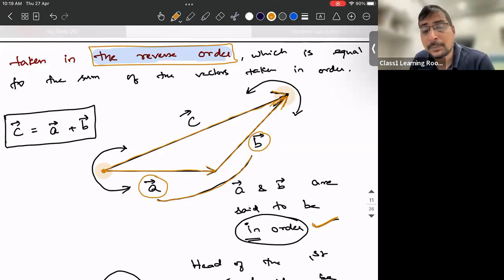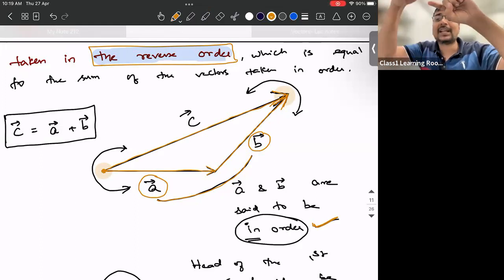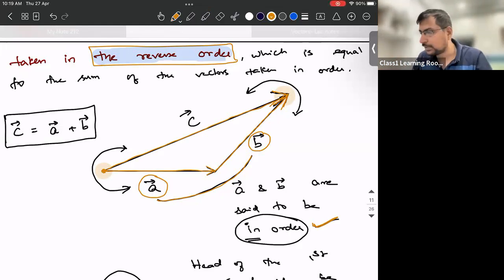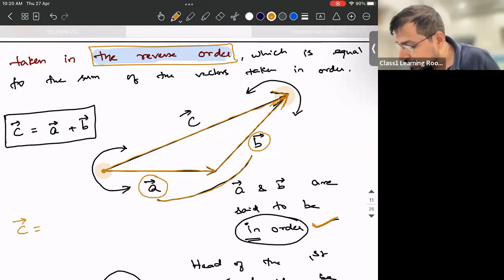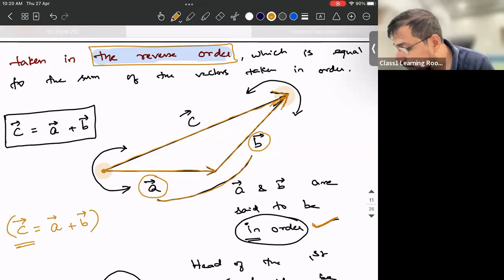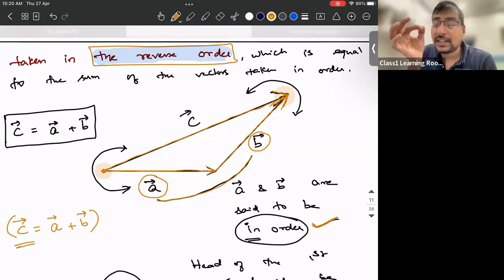Why is it in the reverse order? Because had C vector been in order, then the ending point of B vector should have been the starting point of C vector. That didn't happen. Look at the diagram. The ending point of B vector is not the starting point of C vector. Hence, they are not in order. They are in the reverse order. So, mathematically you can write that the closing side of the triangle, that is C vector, is equal to A vector plus B vector. This is the mathematical expression for the law of addition.